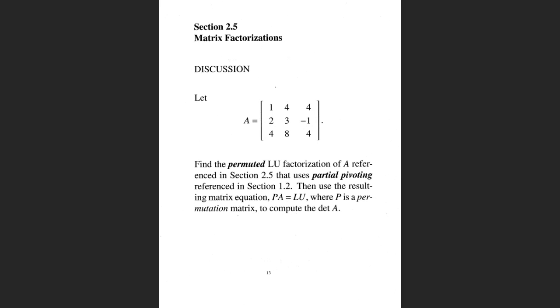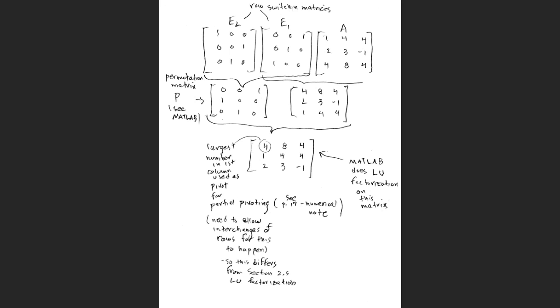So what we're doing now is we're taking L times U. Well, no, we're taking a matrix A and we're going to multiply it by what's called a permutation matrix P. P times A will equal L times U. Okay. So if I go to the next page, you notice I have E2 times E1 times A.